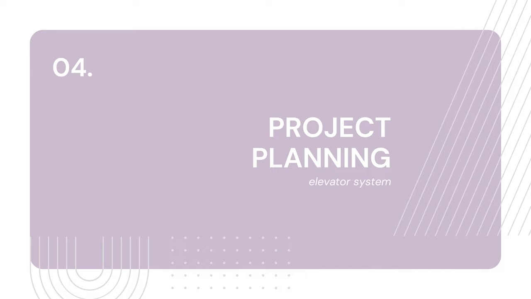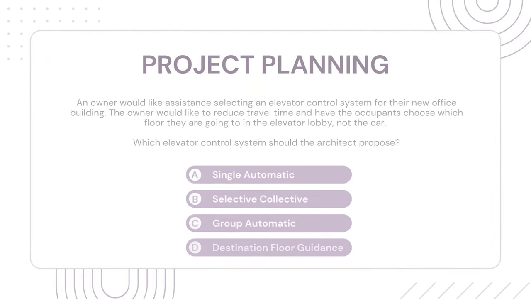Our project planning question is, an owner would like assistance selecting an elevator control system for their new office building. The owner would like to reduce travel time and have the occupants choose which floor they're going to in the elevator lobby, not the car. Which elevator control system should the architect propose? Single automatic, selective collective, group automatic, destination floor guidance. Pause here to answer.